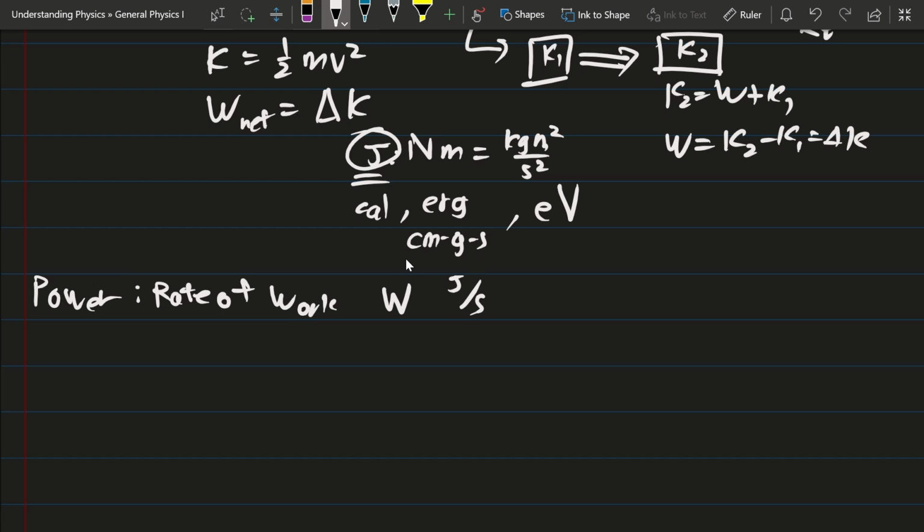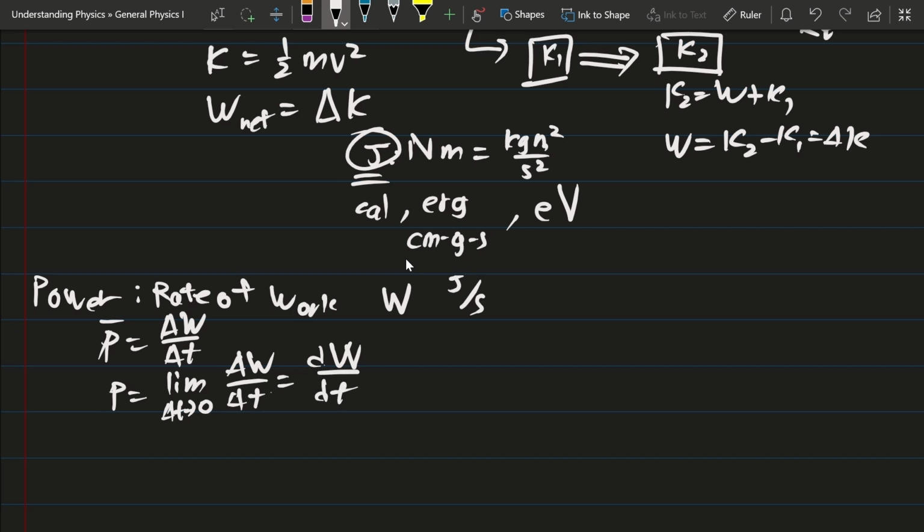The same as in kinematics, you could write the average power, P bar, as delta W over delta time. And if you take the limit, this will later become the instantaneous power. So if you take delta t towards 0 of delta W over delta t, this is the same as dW over dt, basically the derivative of work. And so you could write from here: as long as the power is constant, the work will be the power multiplied by the change of time. And for the general case, work is the integral of P dt.